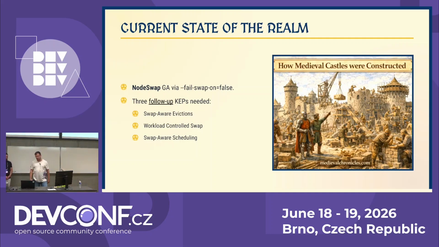Now, future work that we think to do in Kubernetes about swap: we think that the eviction manager that I was talking about earlier should be swap aware, for example regarding I/O latencies and stuff like that. We also think that if a specific workload wants to opt out from swap, we should give it this ability through the API.